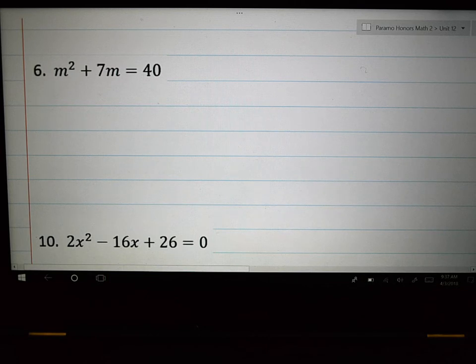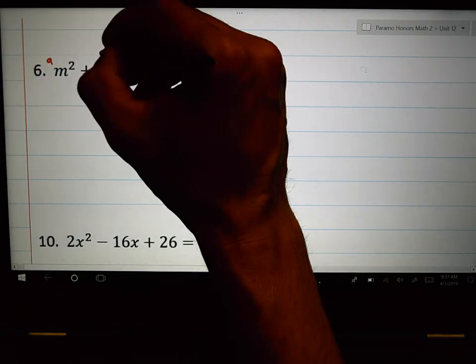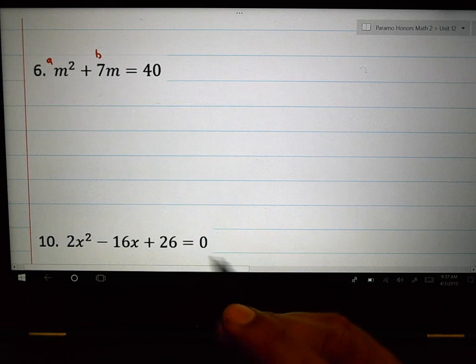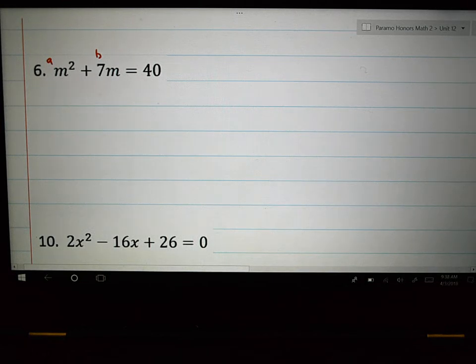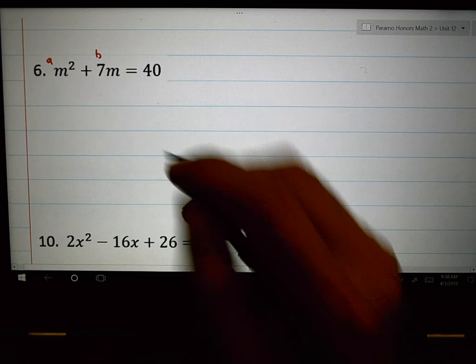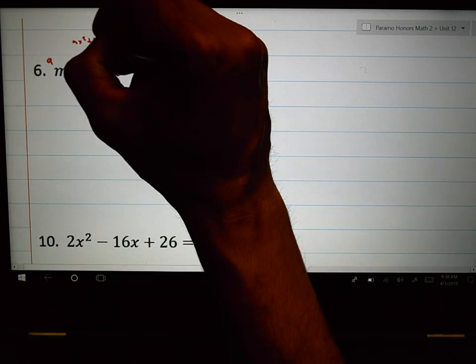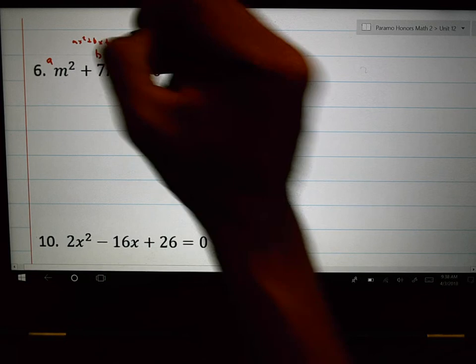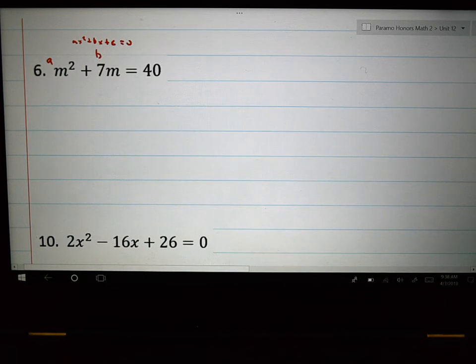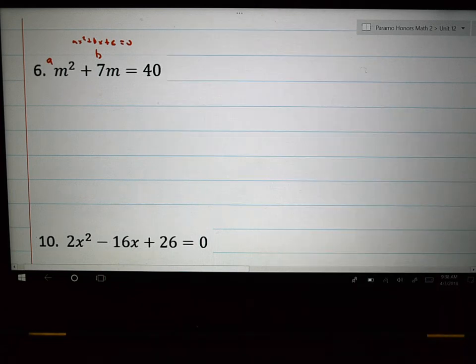First things first, I'm going to just put down a, b, and technically your c isn't c unless it's on the same side. The way we wrote this down earlier was ax squared plus bx plus c equals 0. Now your c is already moved over. This is technically a negative c, by the way.